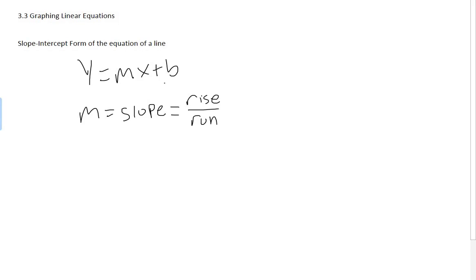The variable b in this case is the y-intercept, which we represent as a point 0 comma b, and that's where we start our line. Remember that to graph a line you need 2 points. The y-intercept is 1 point that you get for free. To find a second point, you just rise a certain amount, run a certain amount to get to your next point. So these are kind of like our directions to get to our next point.